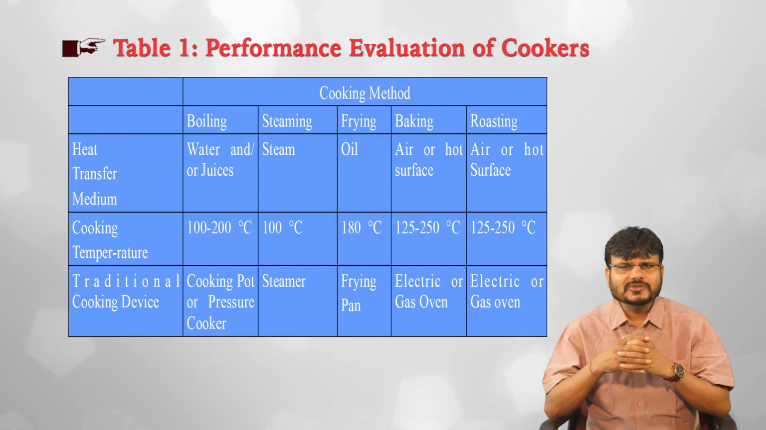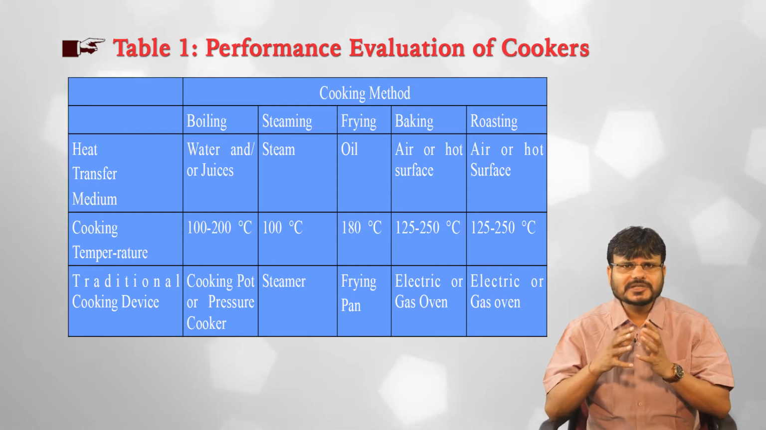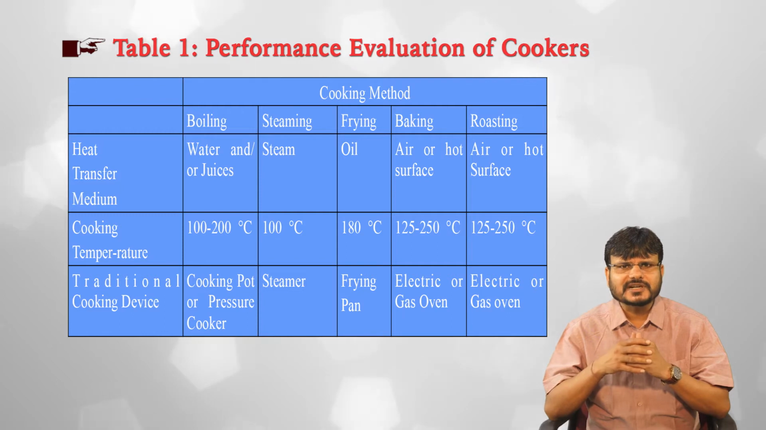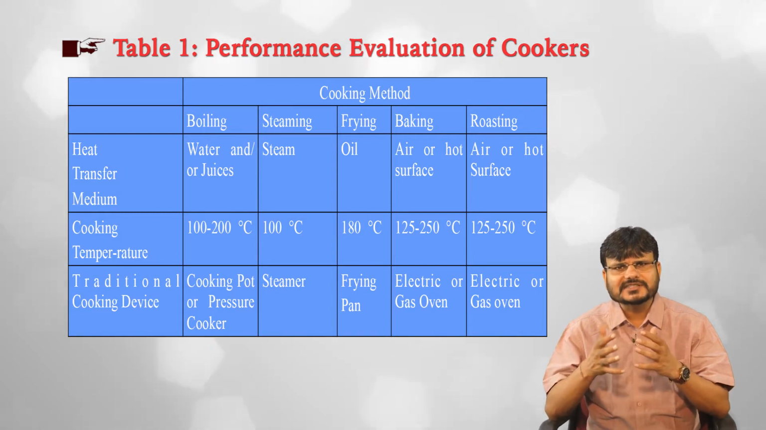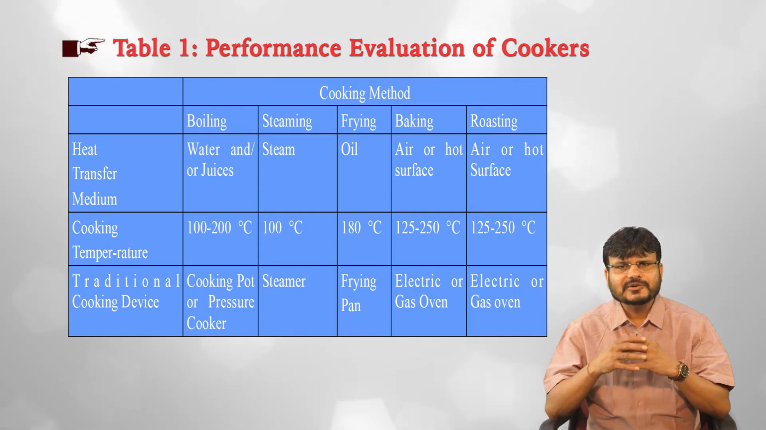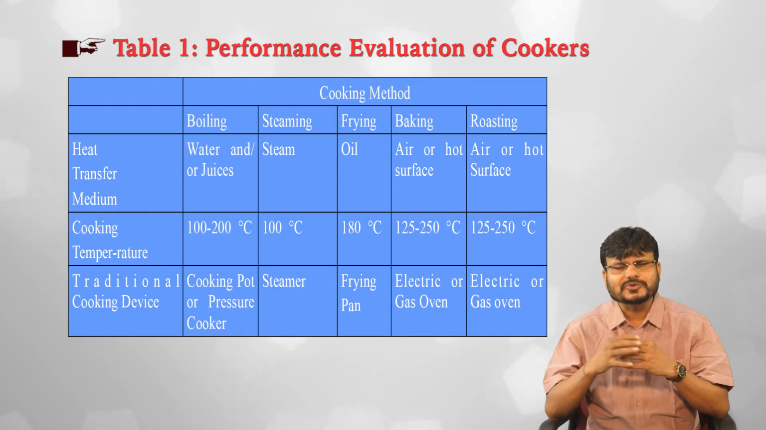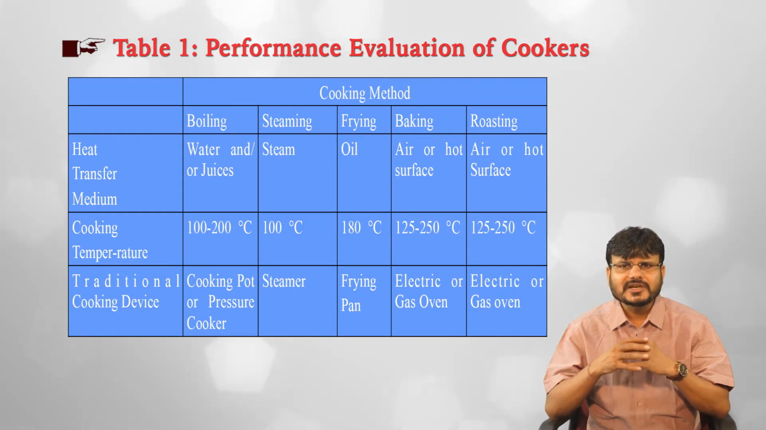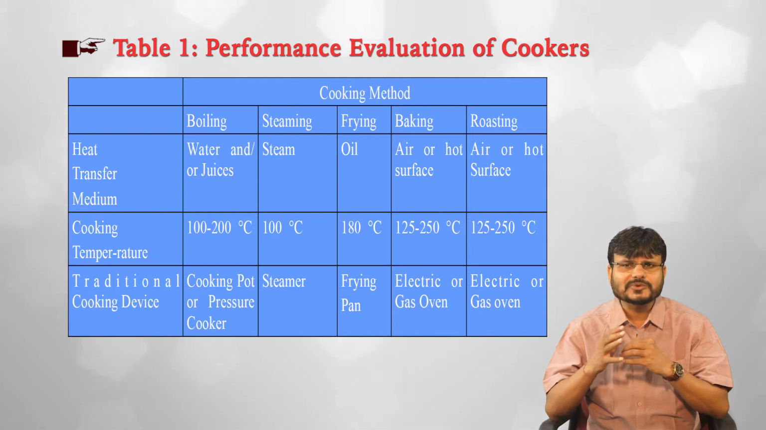If you are talking about the temperature, the cooking temperature required for boiling is 100 to 200 degrees centigrade. For steaming, 100 degrees centigrade. For frying, the cooking temperature required is 180 degrees centigrade. For baking, the cooking temperature required is 125 to 250 degrees centigrade. And for roasting, the cooking temperature required is 125 to 250 degrees centigrade.